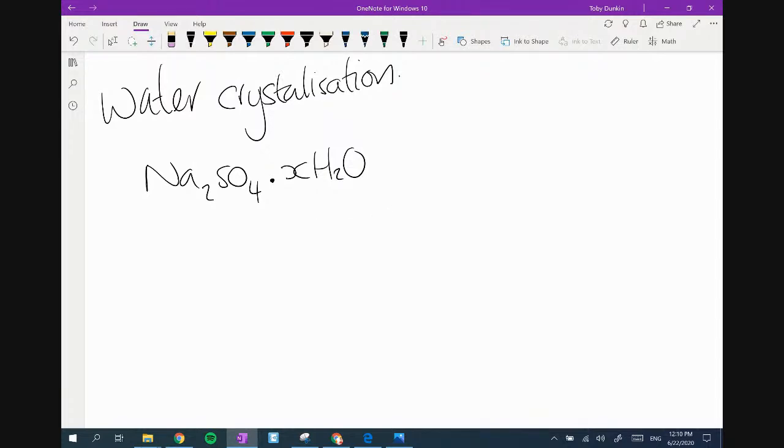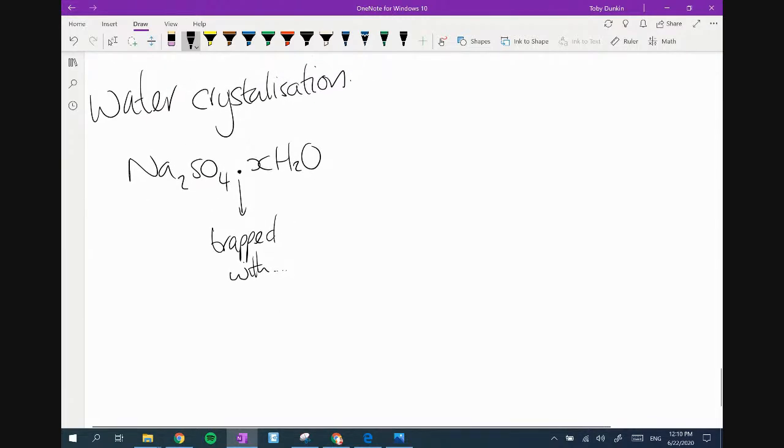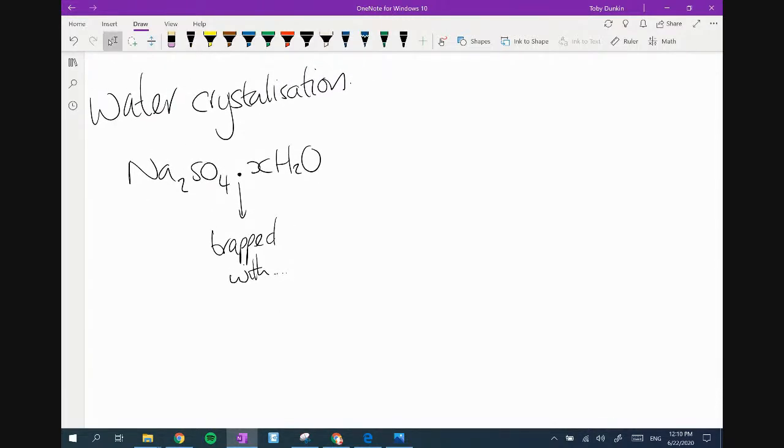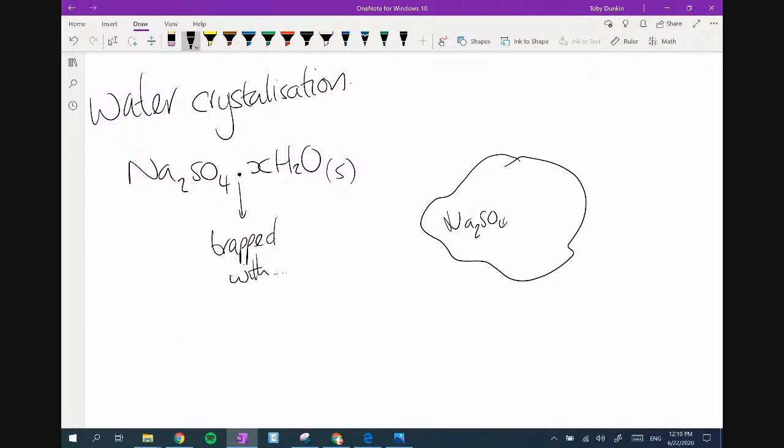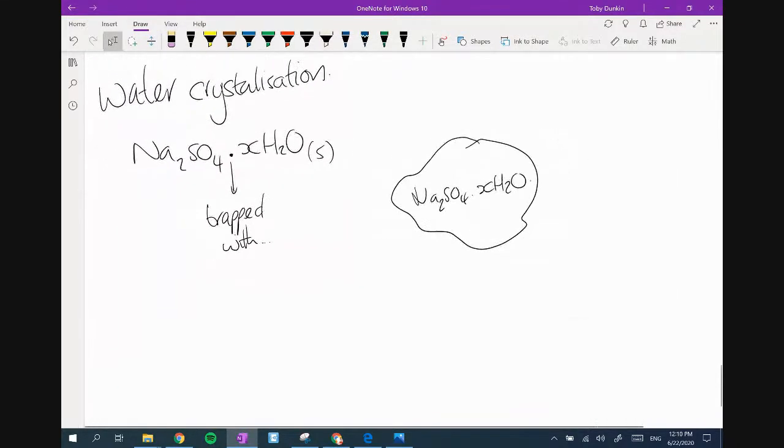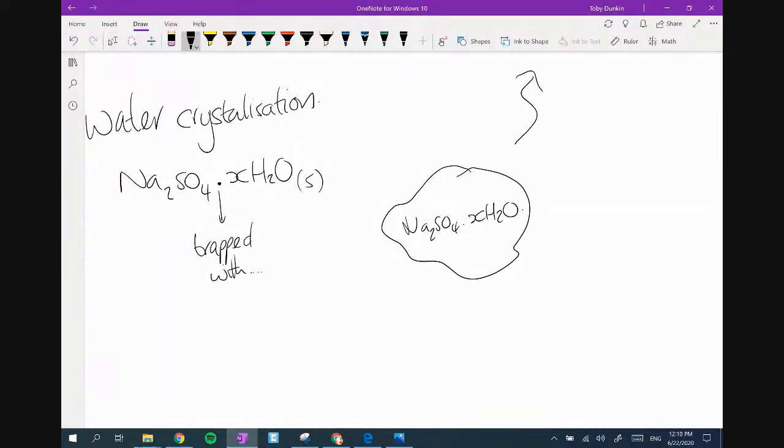Now this dot here means trapped with. In this case, we've got water trapped inside the crystal. We've got a solid with water trapped inside it. This is hydrated sodium sulfate, dot xH2O. Now, what we realize is we can drive out the water. We're going to heat this stuff, and we're going to drive out the water.